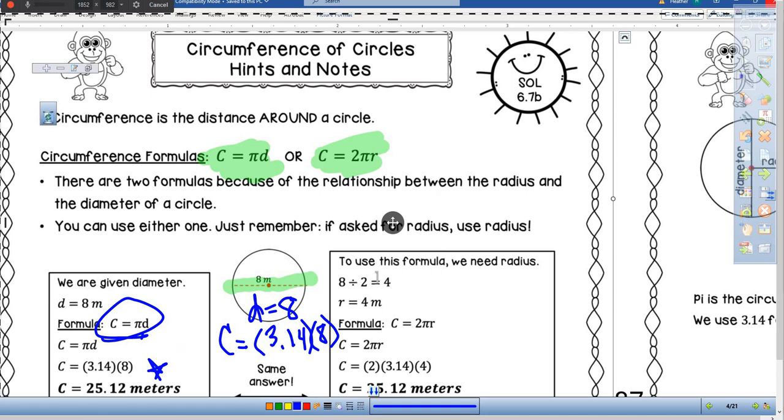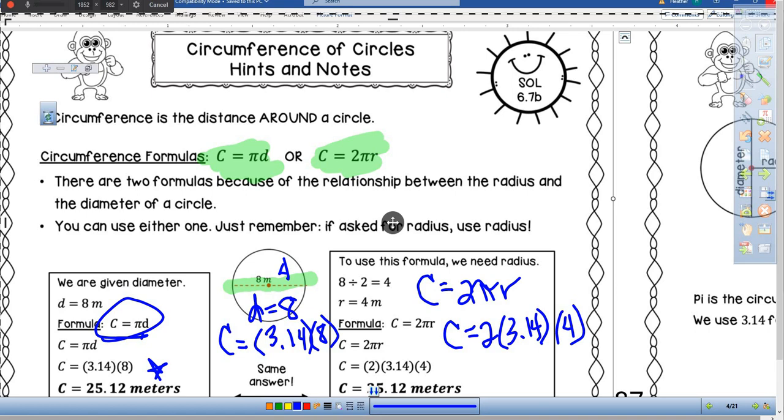All right, the same thing, we could have also used the radius, with the formula C equals 2 pi r. My radius here would be 4, because it's half the diameter. So my circumference would be 2 times 3.14 times my radius of 4, and you get the exact same answer. So these are just some notes to help you along with what you're going to be doing today.